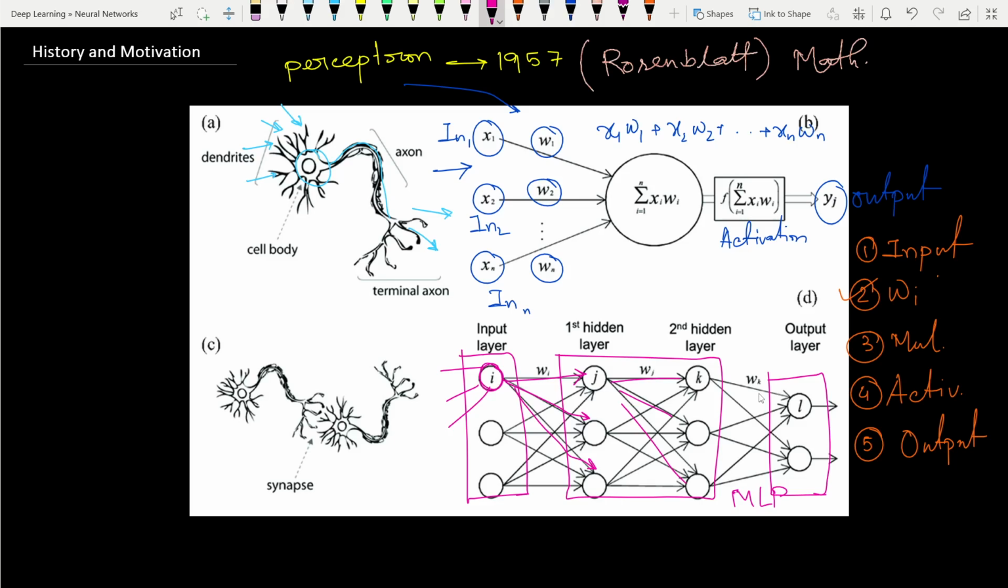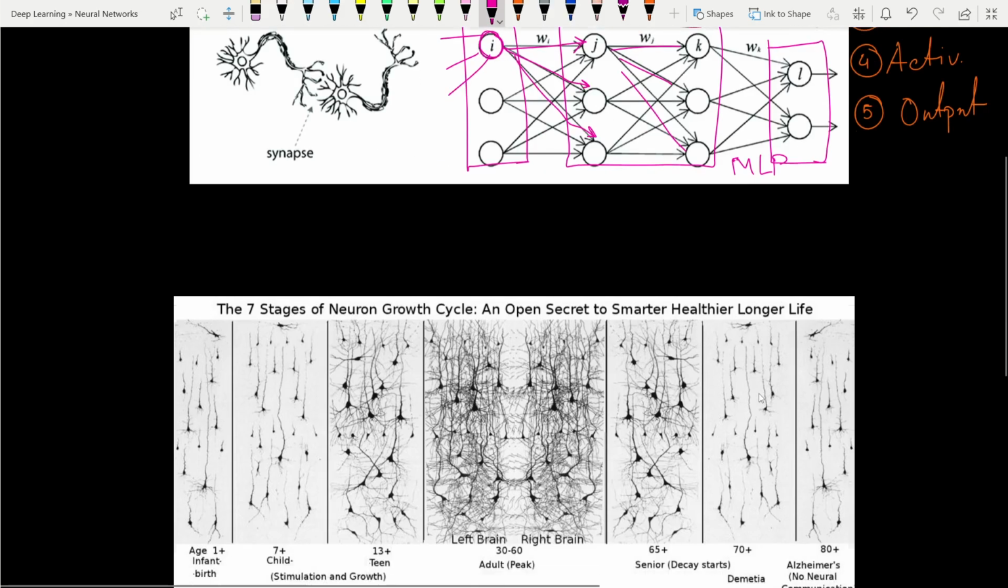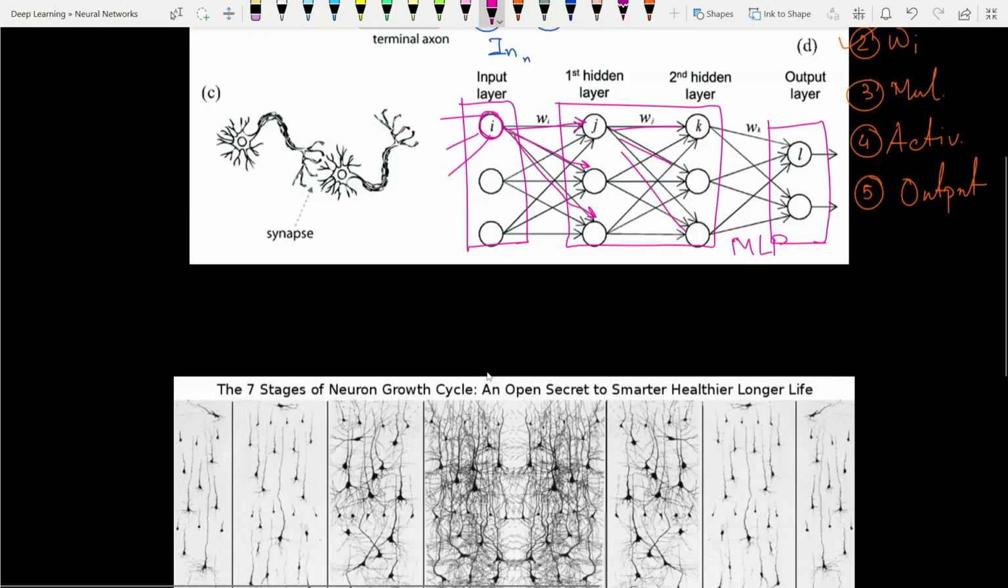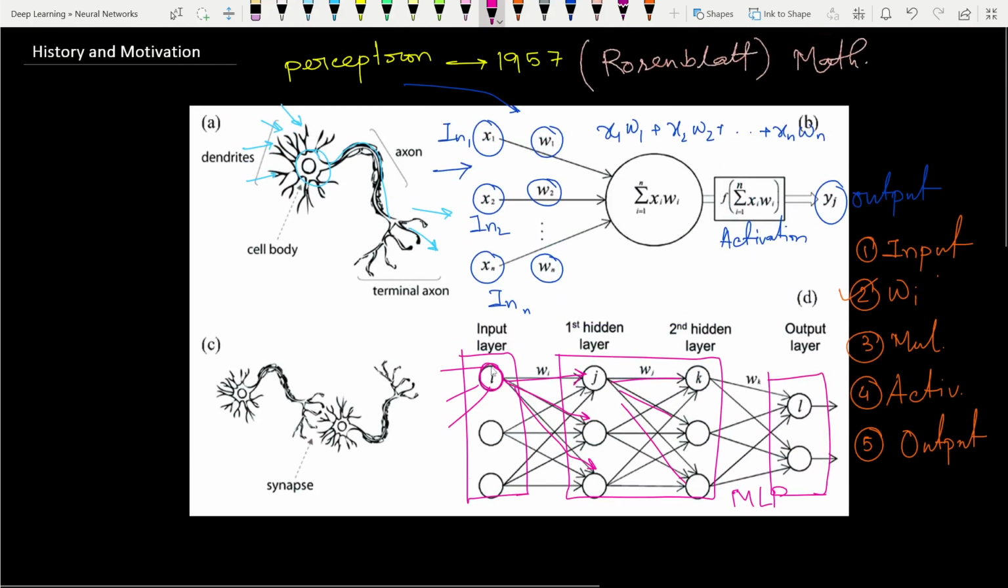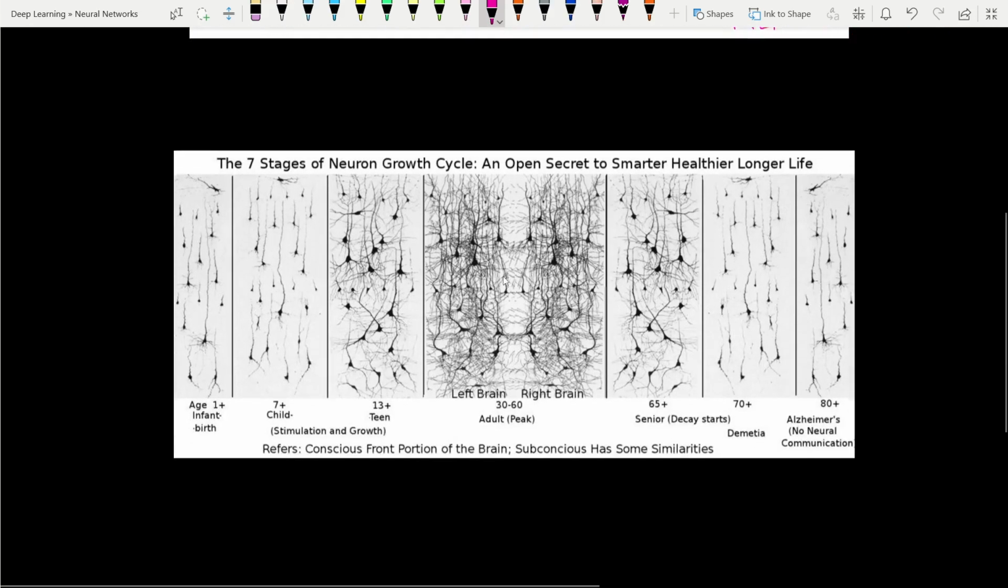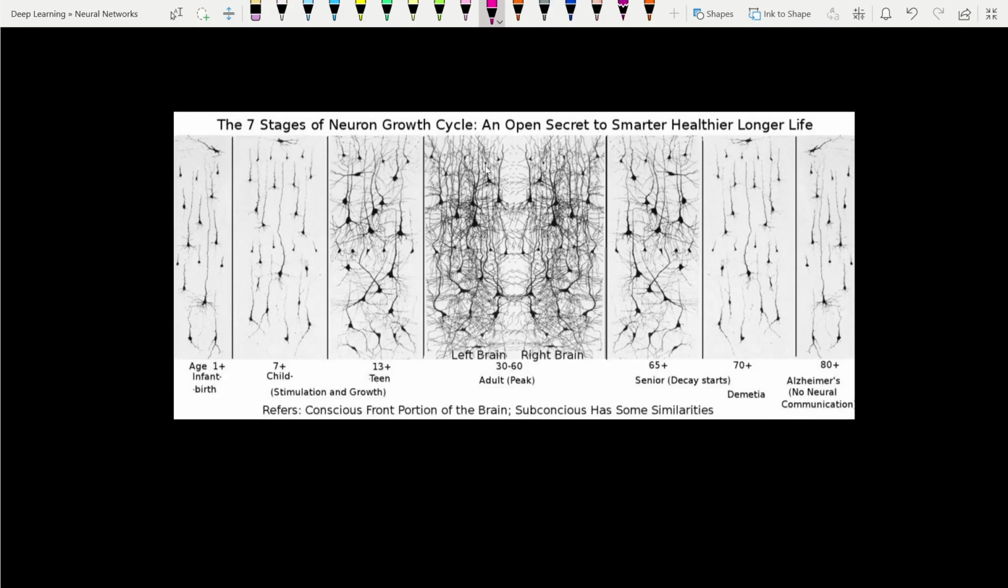Now, what is the relation between the neuron and the human? These two pictures I have taken from Google Images. Just search for the multi-layer perceptron versus the human neuron versus the artificial neuron, and you will get those kinds of pictures. Also, I'm going to show you one more picture. In this picture you can see the various ages and the density of the neurons.